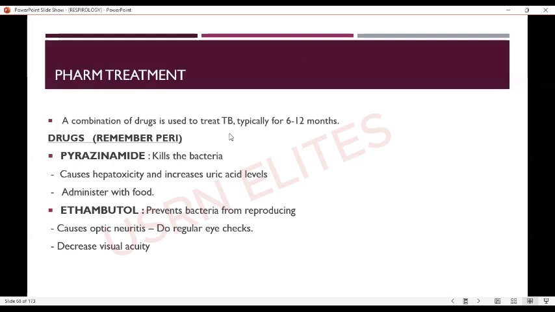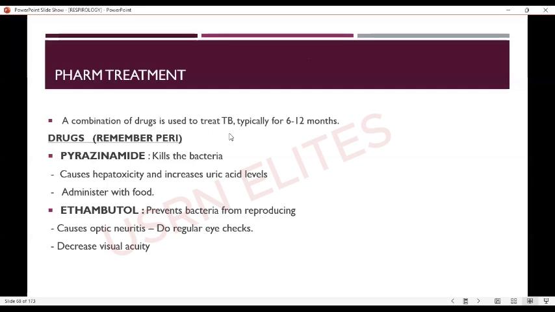Right, the drugs. In TB, please take note, when it comes to the drugs, NCLEX likes it a lot. So the pharmacology: a combination of drugs is used to treat TB, typically for 6 to 12 months.